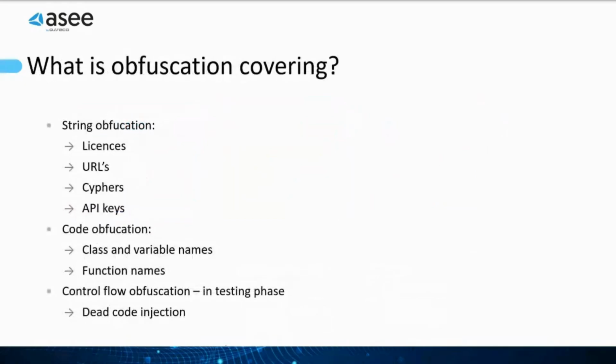Obfuscation is covering three main domains: strings, where we obfuscate licenses, URLs, ciphers, API keys; code obfuscation, where we obfuscate class and variable names, but also function names; and our newest feature that we introduced, control flow obfuscation, which is in testing phase right now, but we started with dead code injection for this particular feature.